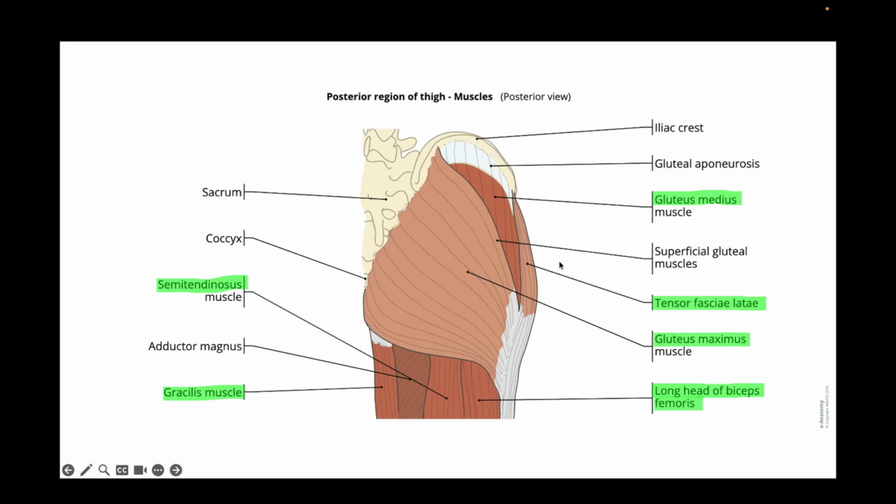These are the gluteal muscles. This is a posterior view of the thigh. The big muscle, which makes up the majority of the buttock that you can see and feel, is your gluteus maximus muscle. You then have your gluteus medius muscle just deep to that, and deep to that is your gluteus minimus muscle. Over here in the lateral thigh, you can see your tensor fascia lata, and then you've got your hamstring muscle group here as well.